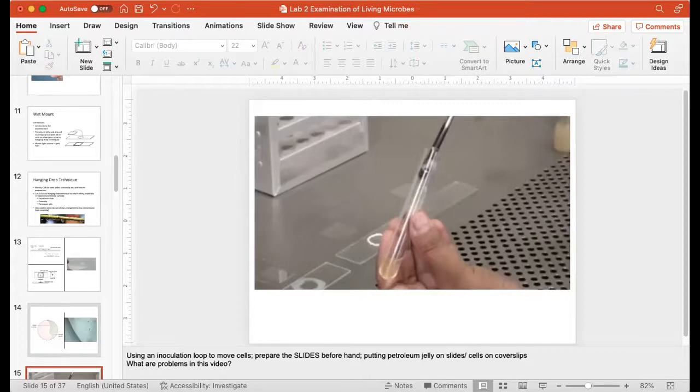Can anybody tell me what is wrong in this picture? Right away, take a look at that person's hands. What do you see? Candy's got it. Maddie's got it. Casey's got it. There's no gloves. This person is holding on to a culture tube with bacteria in it, and there's no gloves. Very bad form. Very, very bad form.